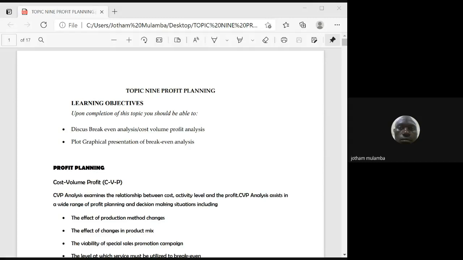We plan for our profits if at all we know how much cost we incur to produce a particular product. Now, how do we ascertain those costs that we incur? We'll do what we refer to as break-even point, BEP.